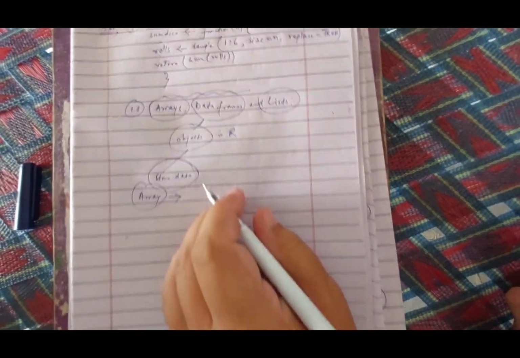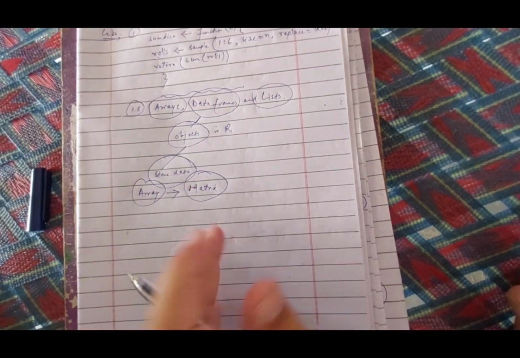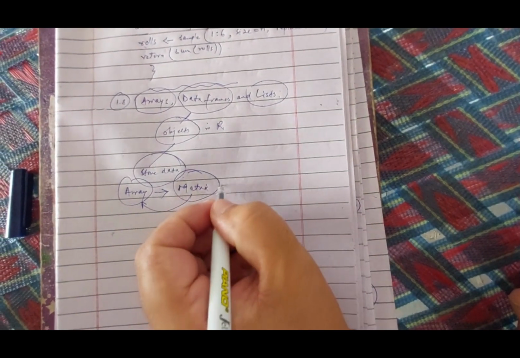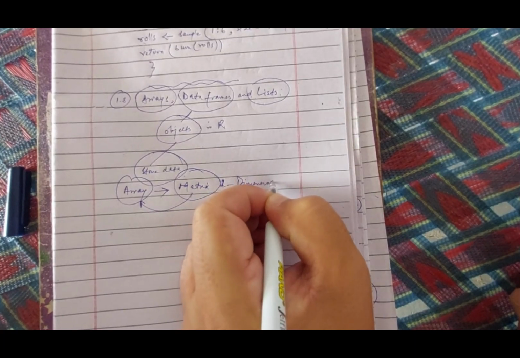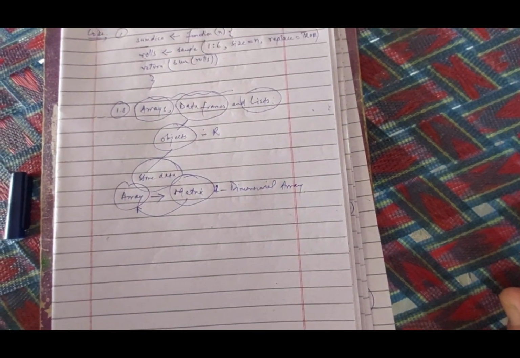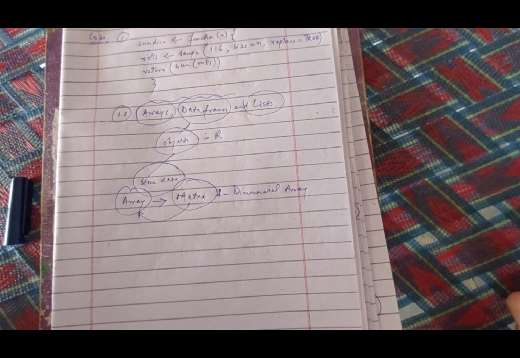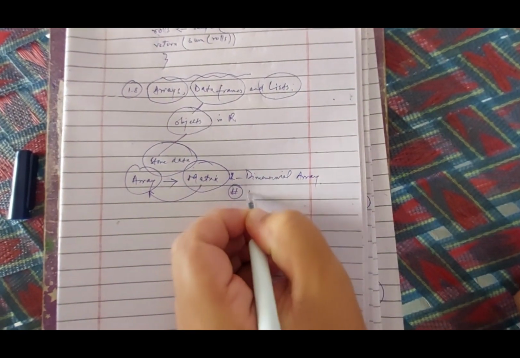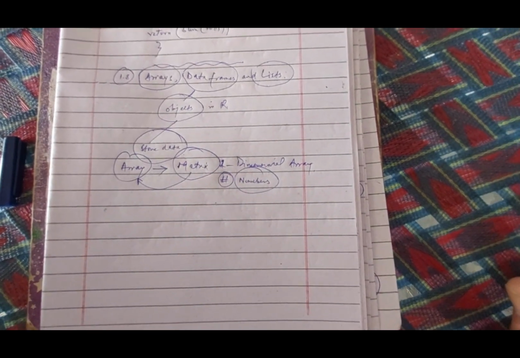Array, for example, a matrix. Matrix is an array, a two-dimensional array. A matrix is a two-dimensional array in which the data is stored. In a matrix, this data is in the form of numbers.